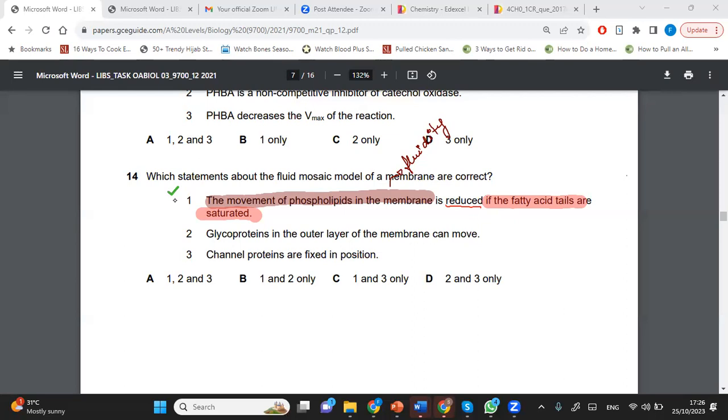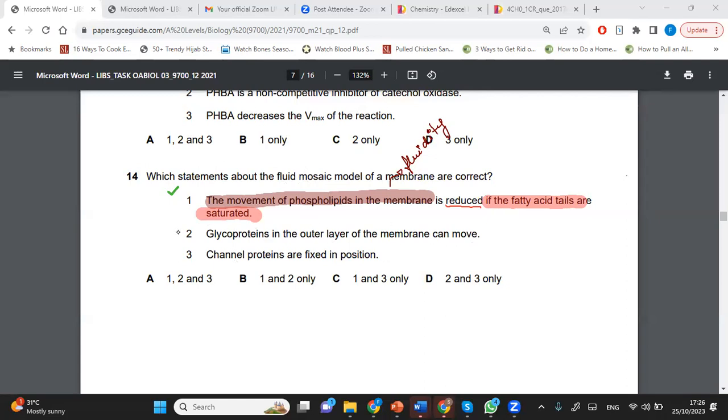Actually, this is true. Glycoproteins can move around within the cell membrane. They have the ability to move. This is a fluid mosaic model. There is a reason it's known as a fluid mosaic model: the components of your cell membrane have the ability to move. So glycoproteins in the outer layer of the membrane can move.